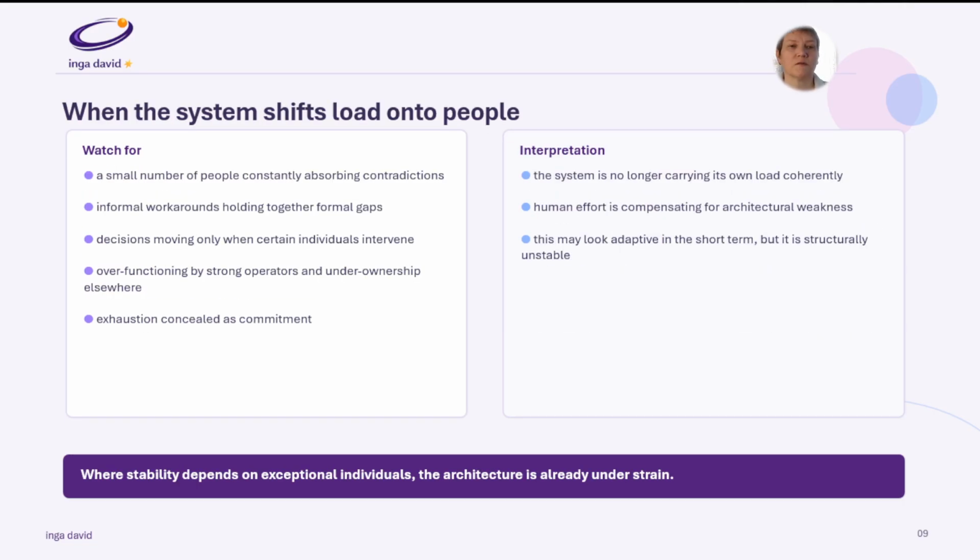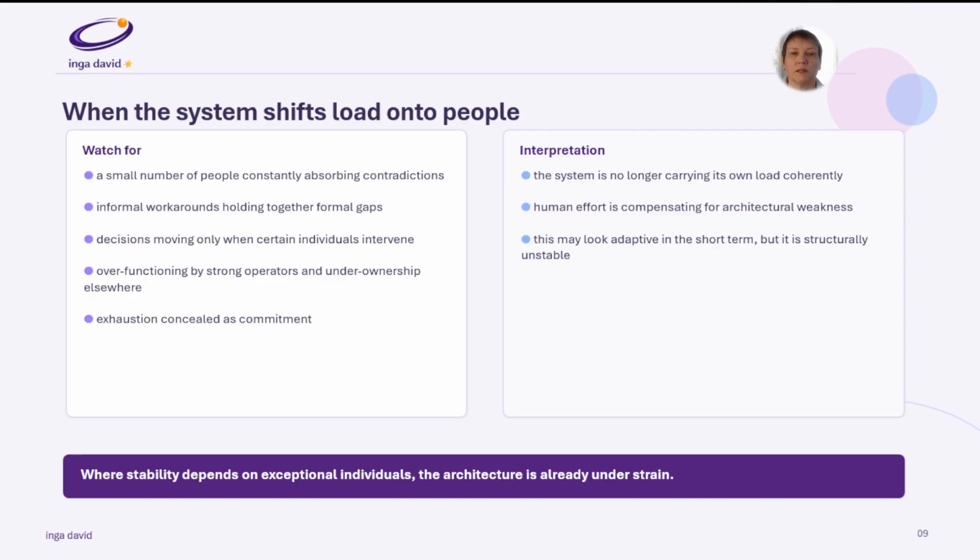When the system shifts load onto people, watch for a small number of people constantly absorbing contradictions, informal workarounds holding together formal gaps, decisions moving only when certain individuals intervene, overfunctioning by strong operators and under-ownership elsewhere, exhaustion concealed as commitment.